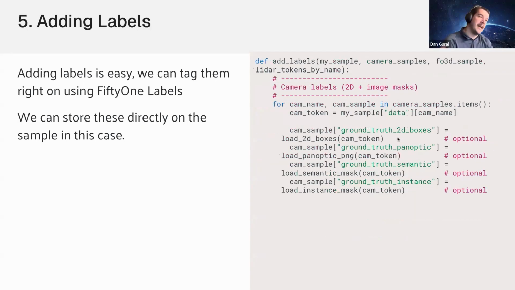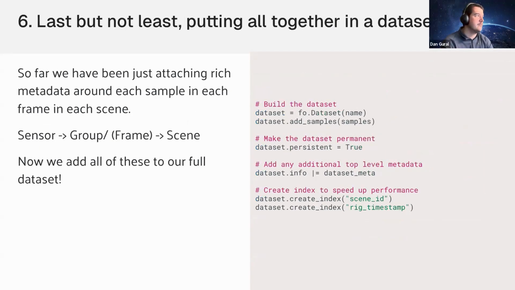The only thing that's left to do is add labels on top of it. Any labels that you might have for cameras, like bounding boxes or panoptic segmentation, semantic segmentation, load all those in using FiftyOne labels. I'm not going to cover all the different types of labels right now, but I'm going to send you the doc page that does. So let me grab that for you real quick. Just know that we support all the popular physical AI computer vision labels from detections, segmentations, and much, much more, even in 3D.